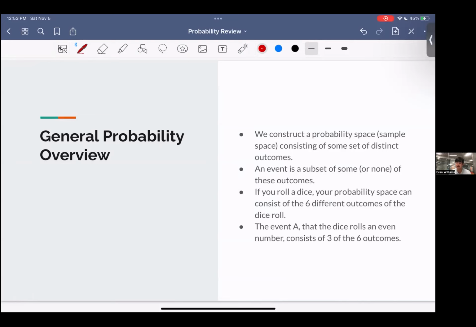So we have this set of distinct outcomes, and we take any subset of those outcomes, and we call that an event. Let's consider a sample space where we roll a dice. We have 6 distinct outcomes, right? The numbers 1 through 6 can appear. The event A, we can say, is the dice rolls that are even, because that's a valid subset of our sample space. That event consists of 3 out of the 6 possible outcomes: 2, 4, and 6.